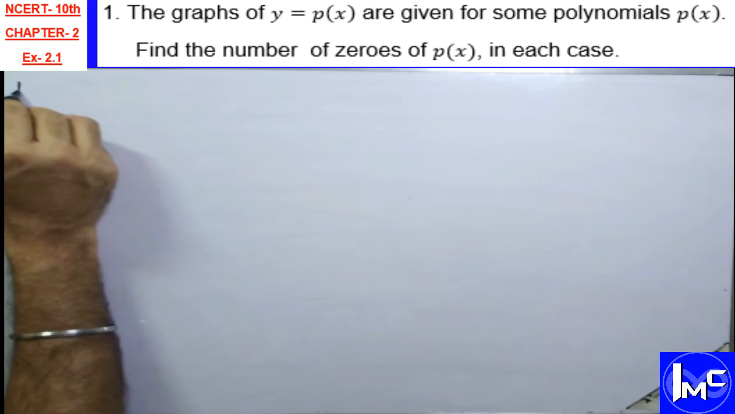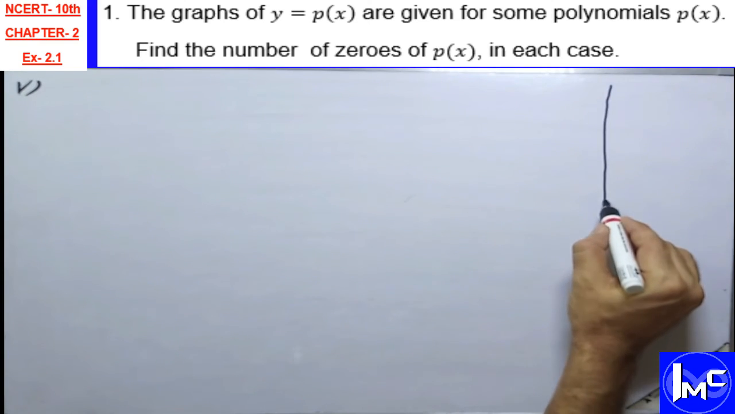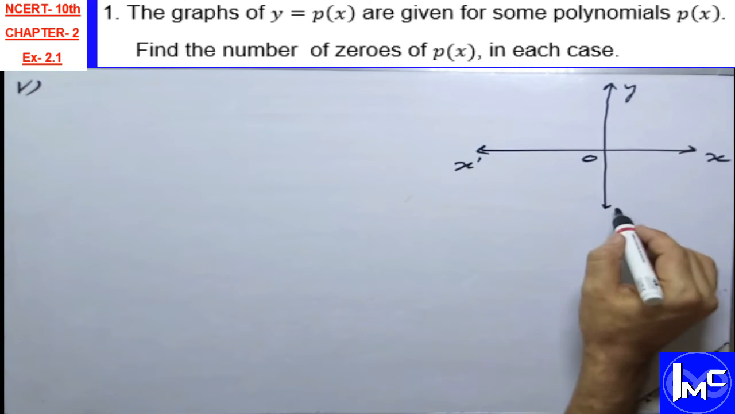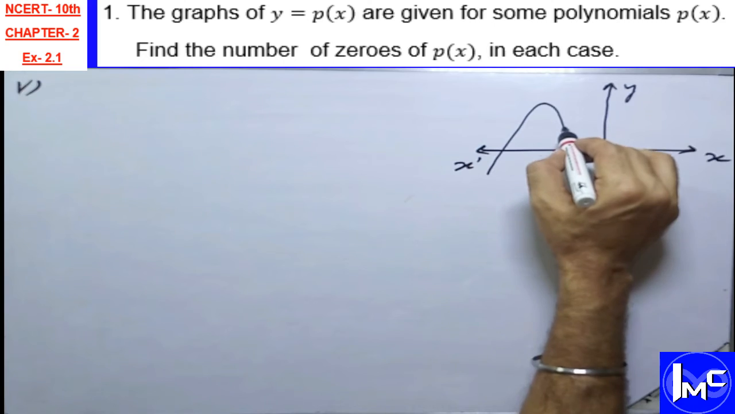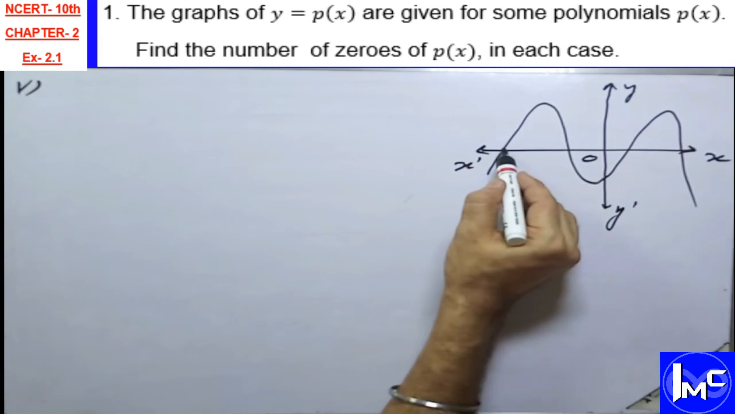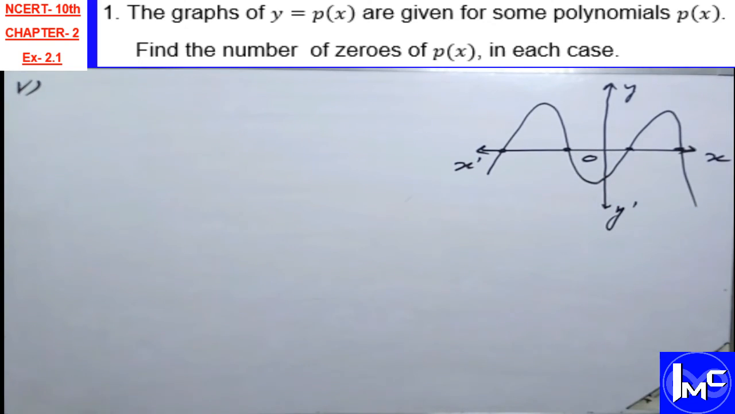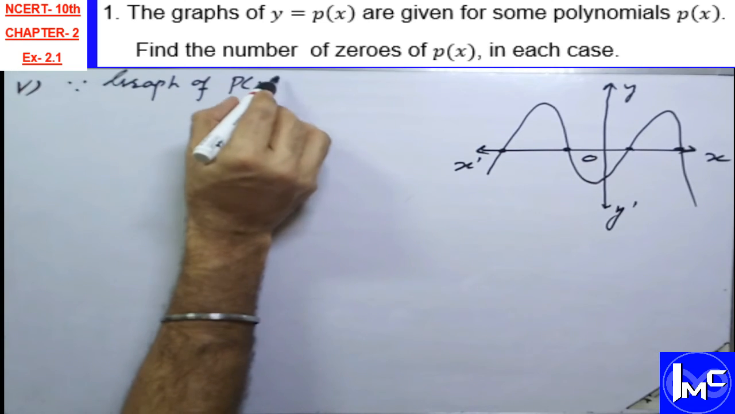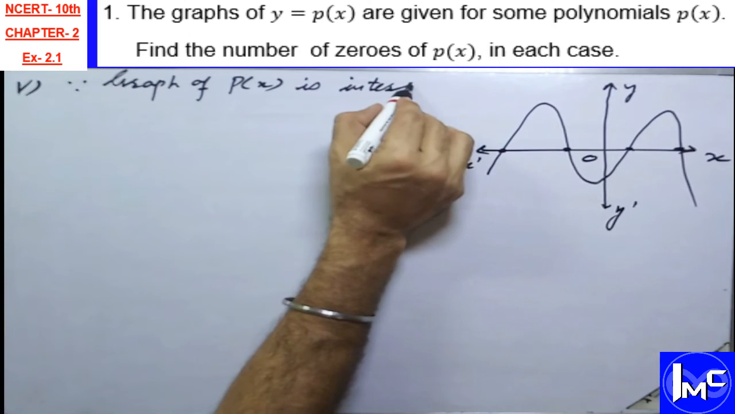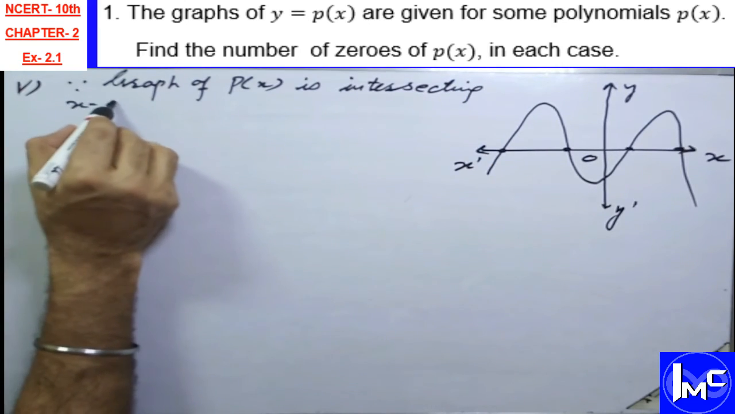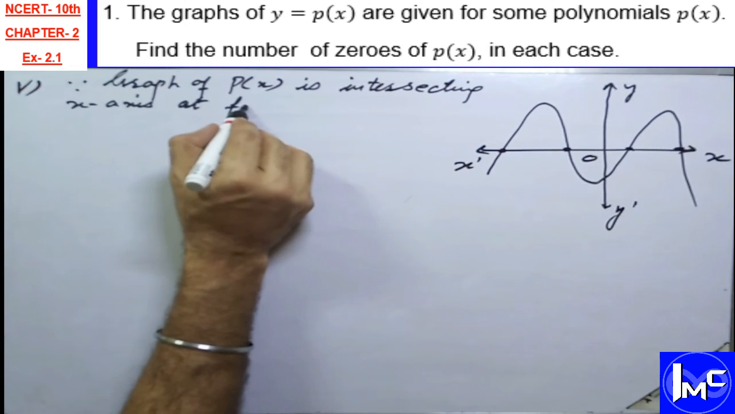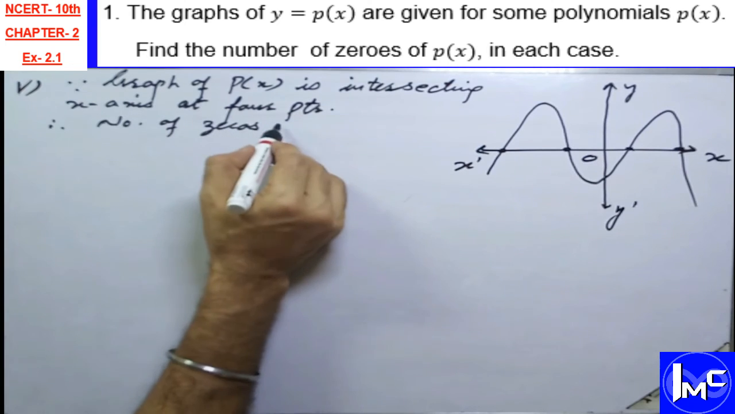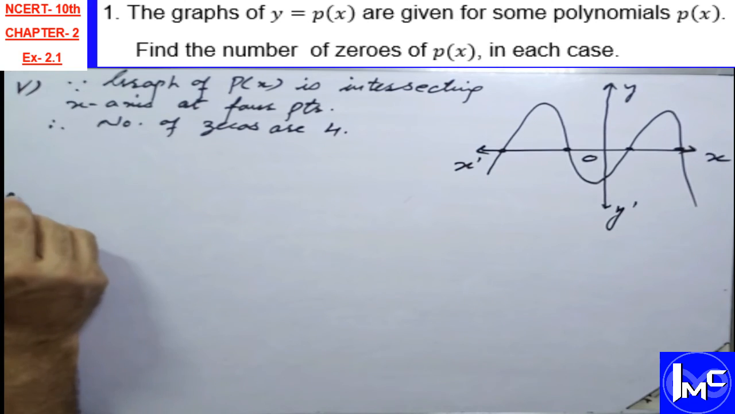Question 5th is, X, origin, X dash, Y, Y dash, and the graph is like this, and it is intersecting the x-axis at 4 points, because the graph of p(x) is intersecting the x-axis at 4 points. Therefore, the number of zeros is 4.